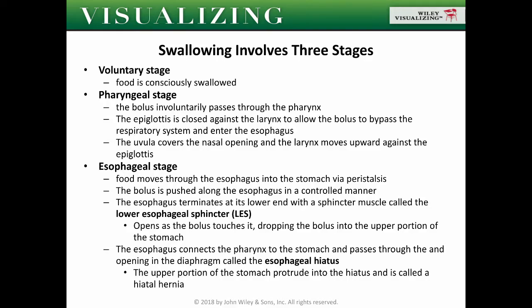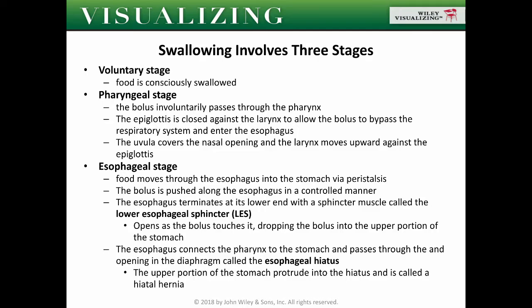And the pharyngeal stage, the bolus involuntarily passes through the pharynx. The epiglottis is closed against the larynx to allow the bolus to bypass the respiratory system and enter the esophagus. So the uvula also covers the nasal opening, and the larynx moves upward against the epiglottis. So basically, that's why you feel the Adam's apple moving upward when you swallow.